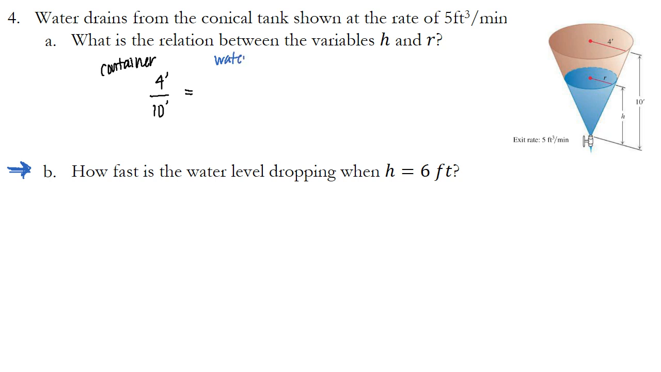So the water is inside the container, but the radius and the height are not always the same as the container unless the container is totally full. So after it starts draining, we have some radius r and some height h.